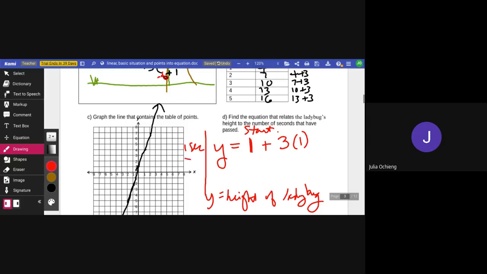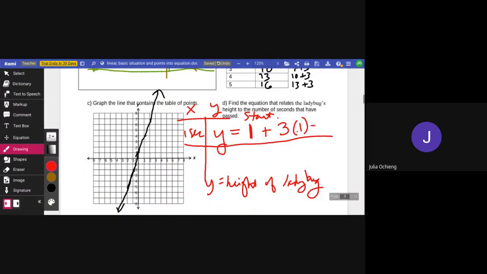So y is the height. If I'm making an XY table, for example, at 1 second, the ladybug has gone 1 that it already started with, plus another 3 centimeters. So the height is going to be 4. At 2 seconds, the ladybug still started at 1, but it went up by 3 centimeters twice because 2 seconds have passed. So that's 3 centimeters times 2, 6 plus 1 is 7. So the height is at 7.